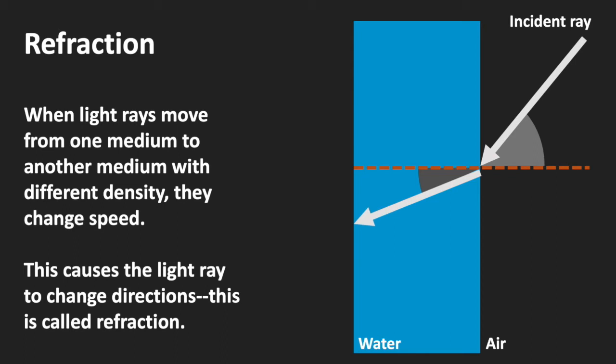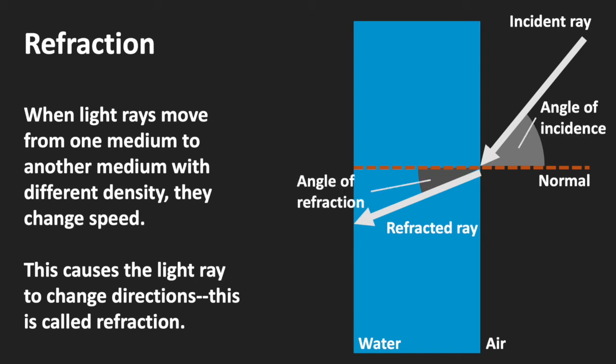An example of this can be seen when an incident ray of light crosses the boundary between air and water. The diagram here shows an incident ray, a refracted ray, and a normal line which is perpendicular to the boundary between the air and the water. The angle of incidence is the angle between the incident ray and the normal line, while the angle of refraction is the angle between the refracted ray and the normal line. You can see that the angle of refraction is different from the angle of incidence because light travels at a different speed in water than in air, so the light ray has changed directions.